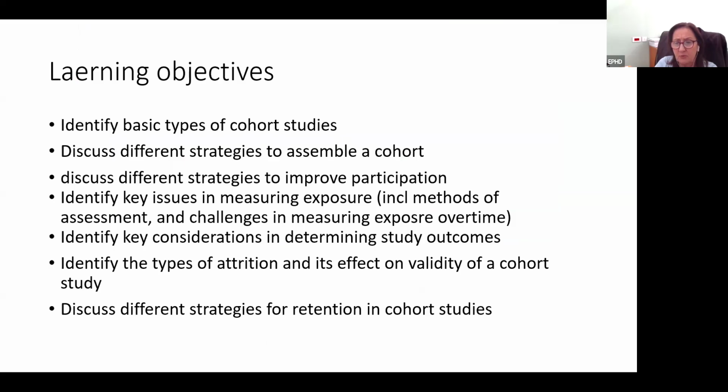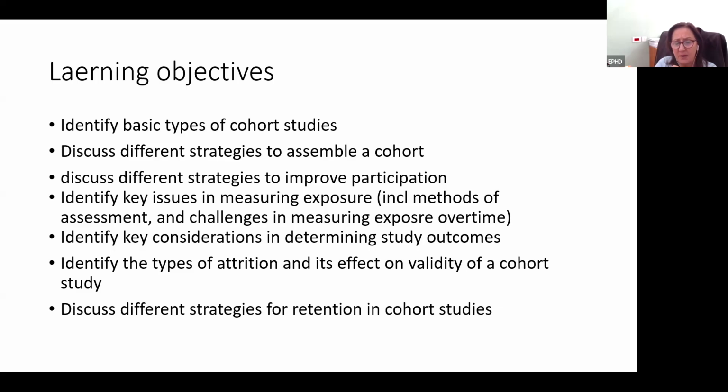Most importantly is to identify and understand, not only understand, but be able to identify all the aspects of the design of a cohort study, specifically understand and identify its types, the different strategies in order to assemble a cohort, how to improve participation, and when we think about a cohort, meaning that we establish the cohort, we assess the exposure.